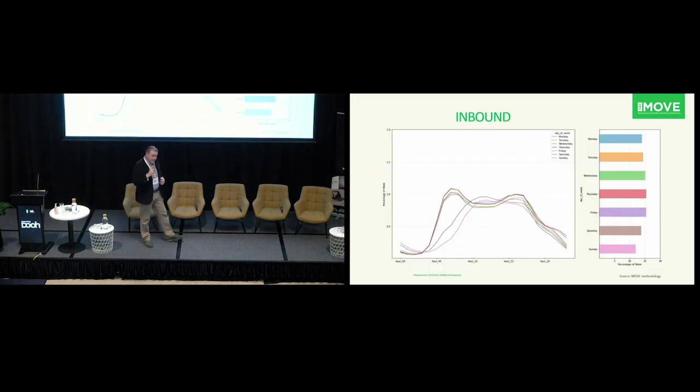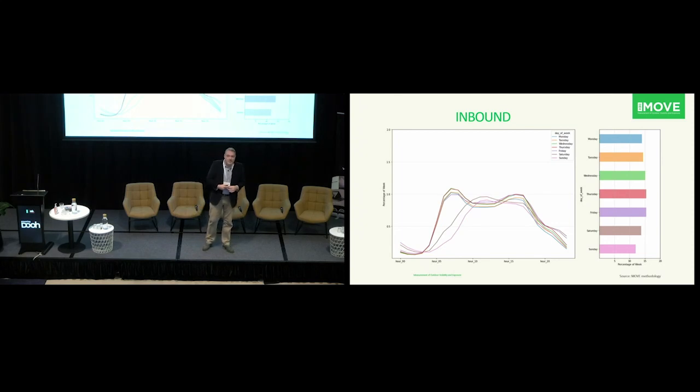In terms of the hourly profiles, you can see on the screen here the inbound for roadside at the moment. On the right-hand side, you can see by day of the week what percentage of the audience is interacting across the total week on that particular day, and then the line chart is breaking each of the days out by the 24 hours of the day.